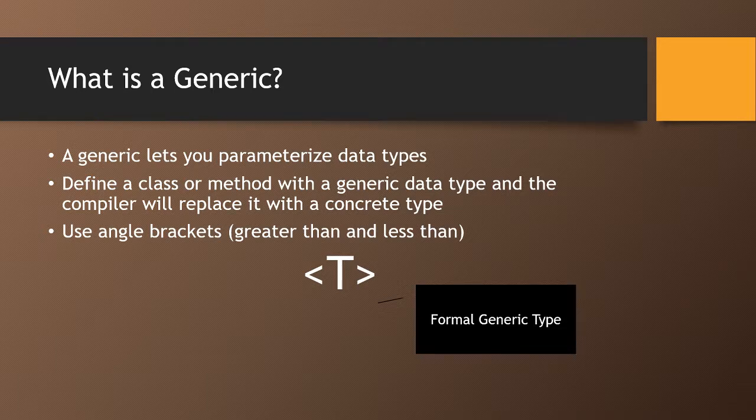So any place I could specify a data type like int, I can use a generic instead. I can define a class or a method with a generic data type, and the compiler will replace that generic with an actual type when the program is compiled. Now, a generic placeholder or generic identifier uses the angle brackets, the greater than and less than symbols, with some sort of indicator within. So the greater than, less than symbols enclosing the uppercase T would be a formal generic type, if you saw that in your code.